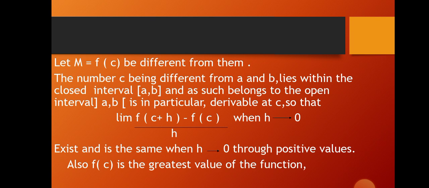The number c, being different from a and b, lies within the closed interval [a, b], and as such belongs to the open interval (a, b), so f is in particular derivable at c, so that the limit of [f(c+h) minus f(c)] upon h when h approaches 0 exists and is the same when h approaches 0 through positive values. Also, f(c) is the greatest value of the function.